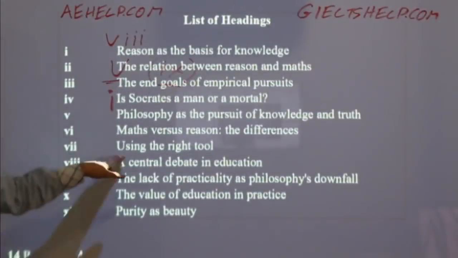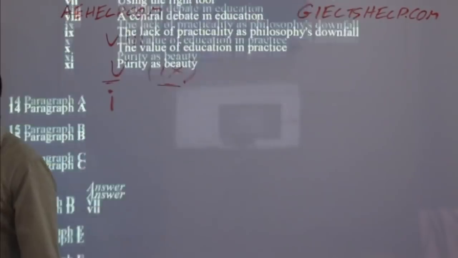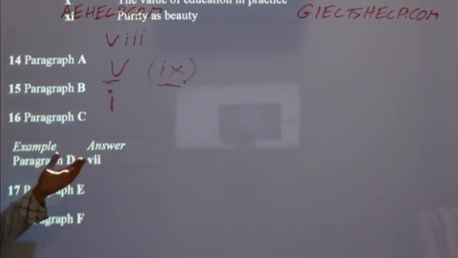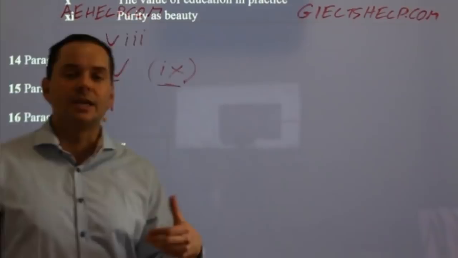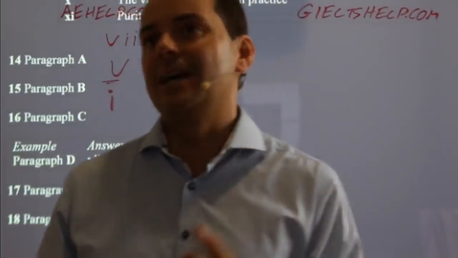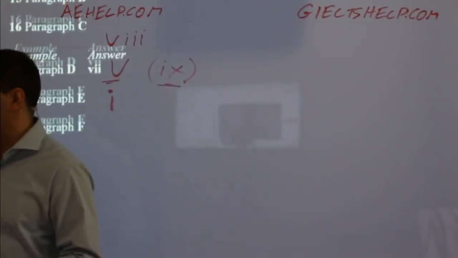Here we are using the right tool. It is number 7, and that is the example that's given for you. Number 7. So you know you're doing it correctly, okay? You know you're taking the right steps to get the correct answers, all right? Okay, let's go on to paragraph E.